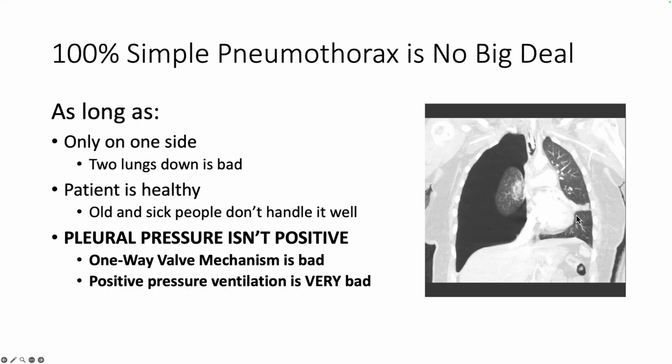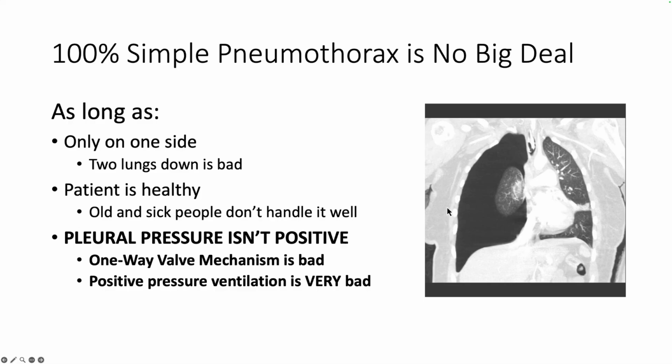You really only need one lung to sustain normal ventilation and oxygenation, but old people who have very poor physiologic reserve, people who are sick, people who have chronic lung disease, or our polytrauma patients who have a bunch of other things going on, they don't handle it well. But if this is a spontaneous pneumothorax in a normal, healthy person, this is no big deal. There's no big emergency to fix here.